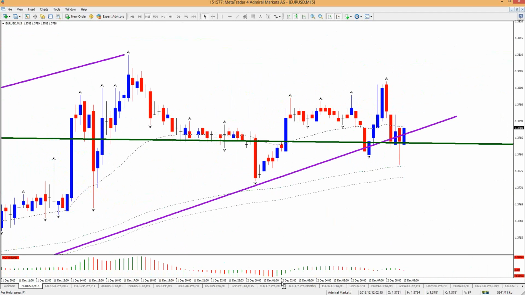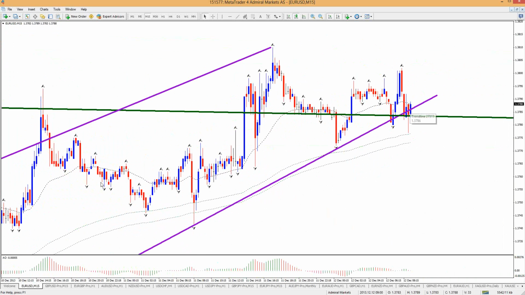So I think the euro dollar doesn't seem too interesting to me. It could be quite a choppy move, whereas yesterday was still different. Today, I would be more in a waiting mode with the euro. It's just too choppy, I think.